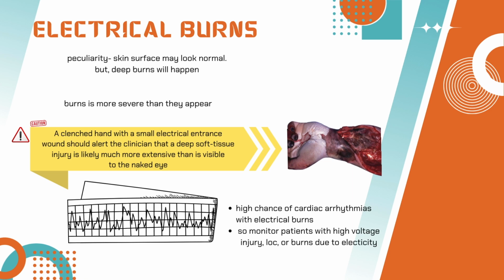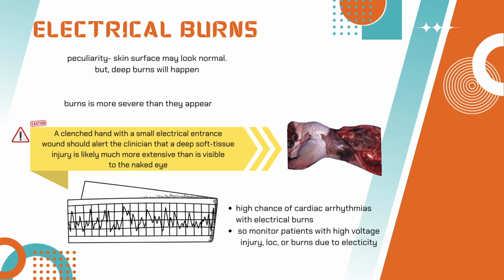Because electricity causes forced contraction of the muscles, the clinicians need to examine the patient for associated skeletal and muscular damage, including the possibility of fracture of the spine. Rhabdomyolysis from electricity traveling through the muscles results in myoglobin release, which can cause acute renal failure.